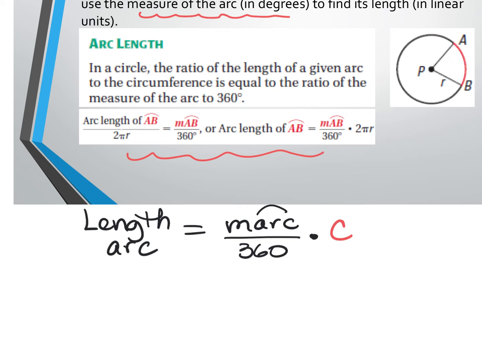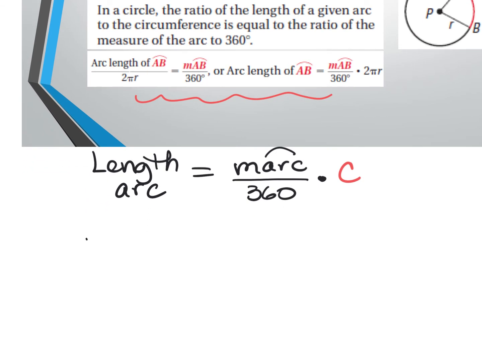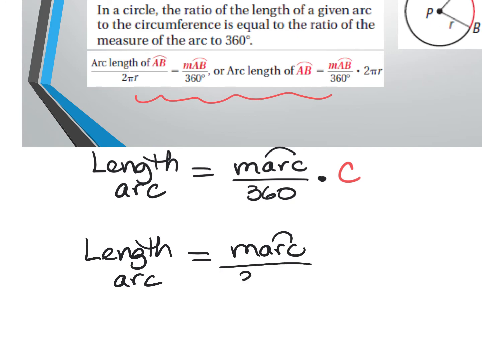You may be given the circumference as an already calculated number, or you might also be asked to find the length of the arc. They'll give you the measure of the arc, divide it by 360, but maybe instead of them already calculating the circumference, they'll give you a radius. And then you'll have to multiply it by 2 and pi to get the circumference value.